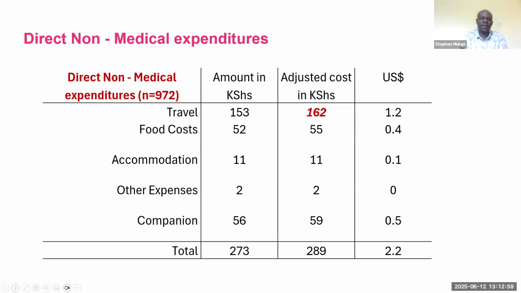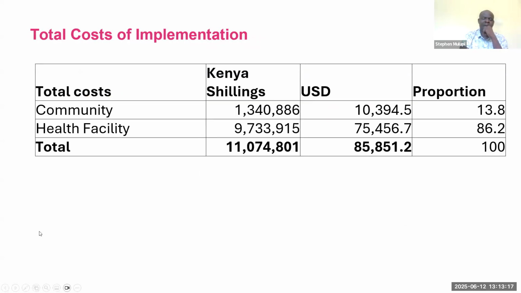On non-medical expenditures, the travel was the highest, about $1.2. But overall, non-medical expenditures are averaging about $2.2 or 289 Kenyan shillings. The total cost of implementation, that's putting community costs and health facility costs, was about $85,800. And the bulk of these costs were spent at the facility level. That's 86%.